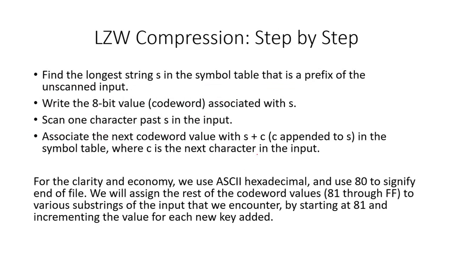So in order to use LZW, first we need to use ASCII code in a hexadecimal format, because a hexadecimal format makes our coding use fewer digits, and for clarity and economy, we use the ASCII code in hexadecimal. We use 80 to say that this is the end of our file. And for the additional coding, we use the values between 81 and FF.